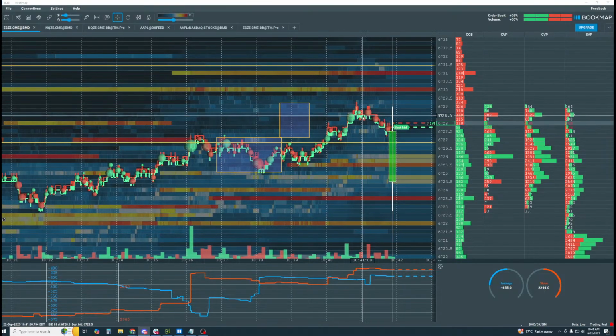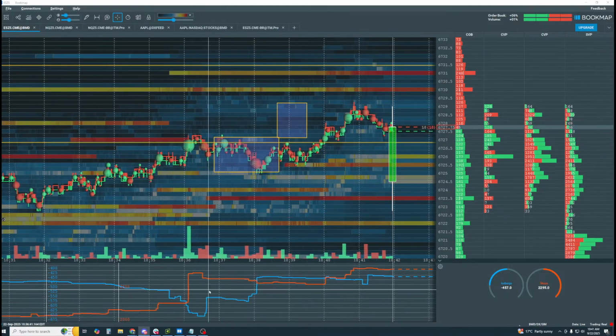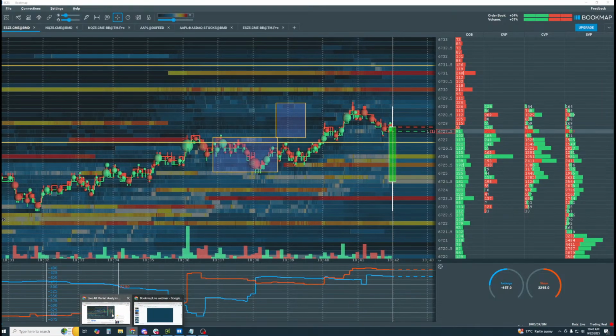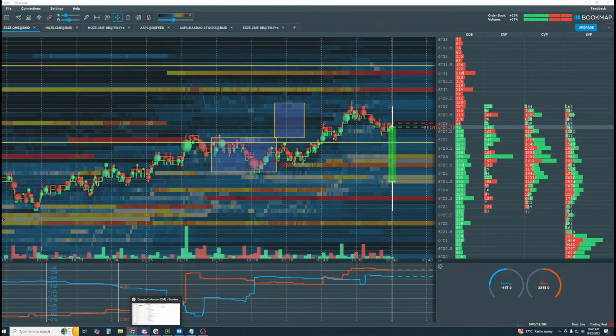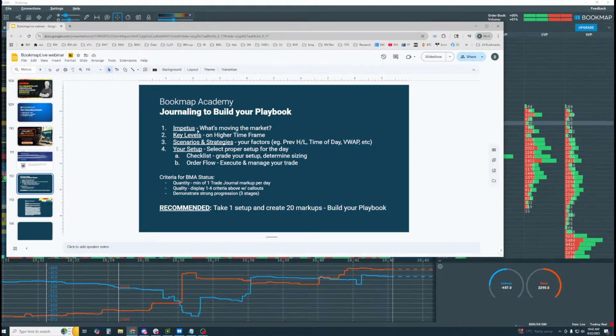Okay, so here what we've done is we've gone through that process again. Let's go back to the slideshow. This process: impetus, what's moving the market? What are our key levels? Then scenarios and strategies around them. Then our setup, and our setup is looking for the breakout and continuation.